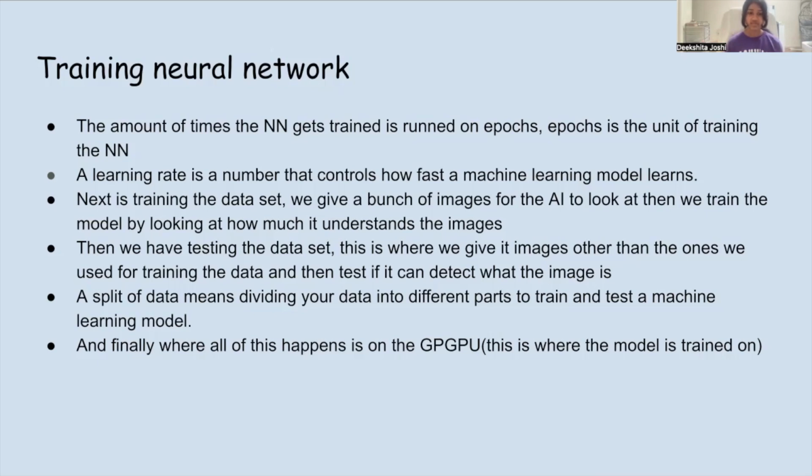Then a split of data means dividing your data into different parts to train and test a machine learning model. What it means by this is, if you're teaching a child that doesn't know words, you have to break it down into syllables. Similarly, this split of data divides them to make it easier for the model. And finally, where all of this happens is on the GPGPU. This is where the model is trained.